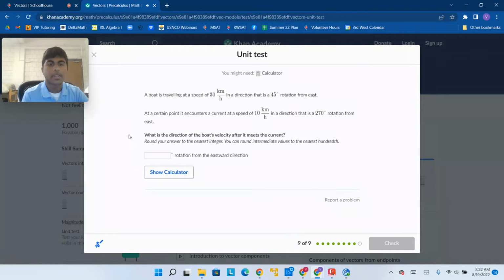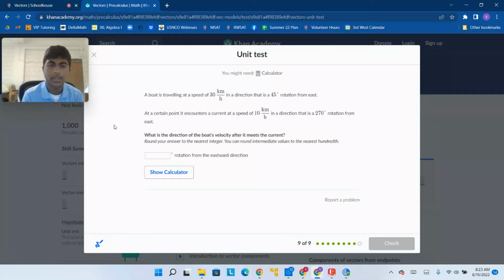All right. A boat is traveling at a speed of 30 kilometers an hour in a direction that is a 45-degree rotation from east. At a certain point, it encounters a current at a speed of 10 kilometers per hour in a direction that is a 270-degree rotation from east. What is the direction of the boat's velocity after it meets the current? Find your answer to the nearest integer.